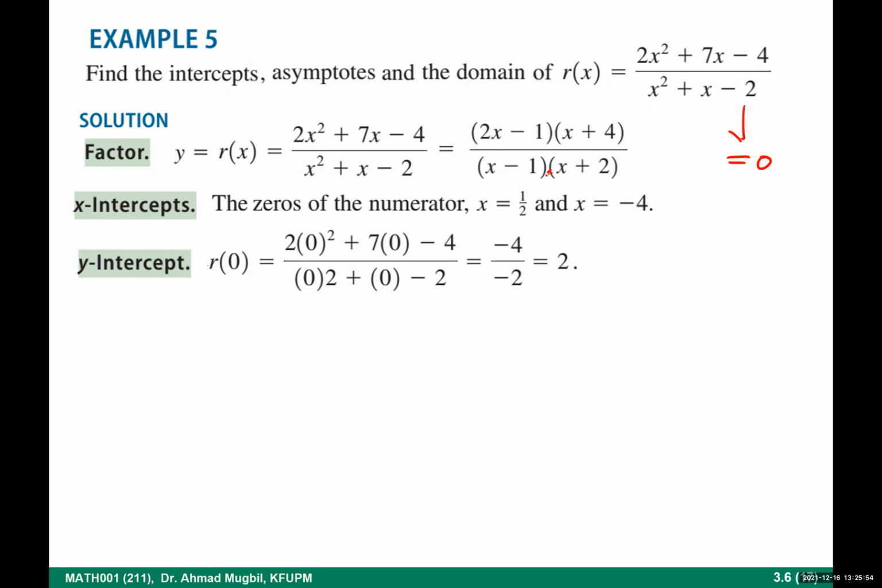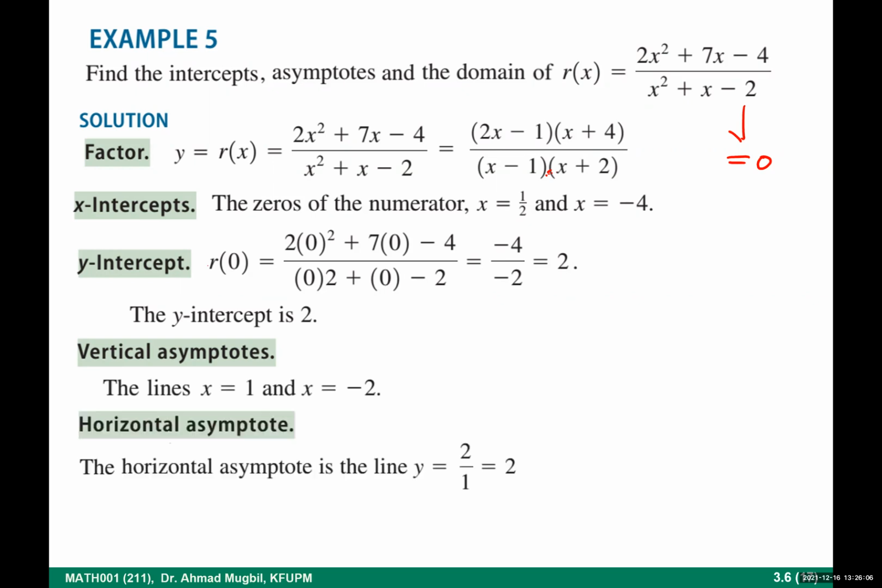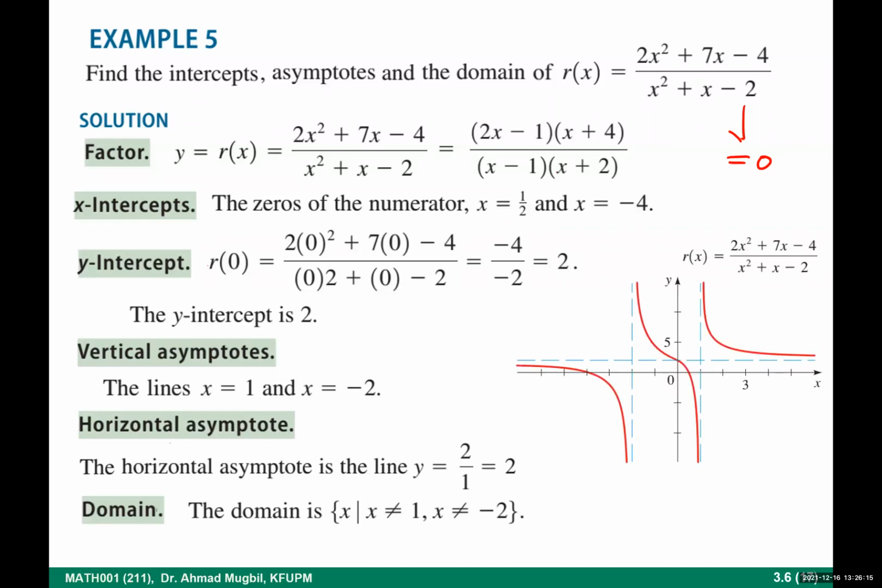What else? The asymptotes. Let's start with the vertical asymptotes. What are they? X equals 1 and x equals negative 2. The horizontal, y equals 2. The domain, all the real numbers except 1 and negative 2. This is how the graph looks like.